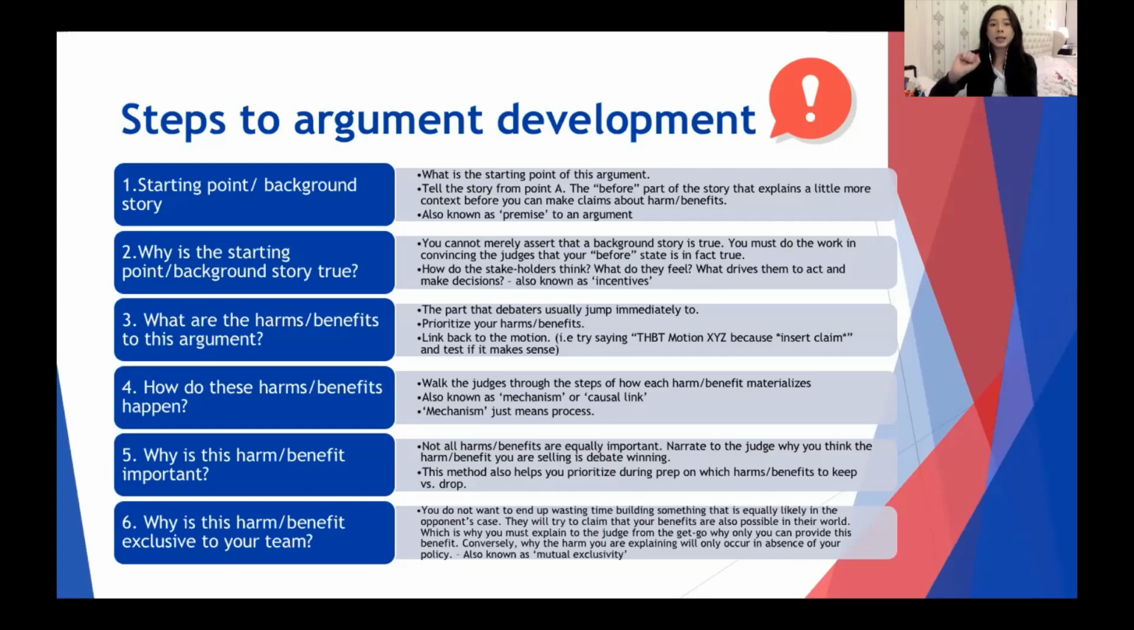Secondly is, why is the starting point or background story true? Because you can't merely assert that a background story is a fact, or that it's true. You actually have to do the work of convincing the judges that your before state is in fact true. A good way to think about how to explain the before picture is to ask yourself, how do the stakeholders think? What did they feel before your policy? What was the state of living they were in? What drives them to act and make decisions in the past?